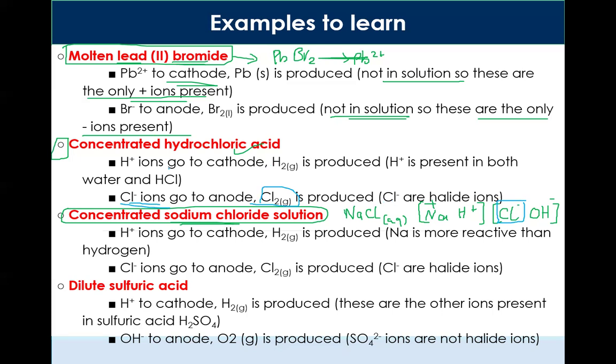On the cathode, what was the rule we learned? Normally hydrogen is produced, right? Unless there is a less reactive metal present. So sodium is not less reactive at all as compared to hydrogen, right? Sodium is way more reactive than hydrogen. So that's why hydrogen gas is being produced. And you would argue, why not sodium? Sodium is more reactive as compared to hydrogen. And that's why preferentially hydrogen will get discharged at the cathode and chloride will get discharged at the anode.